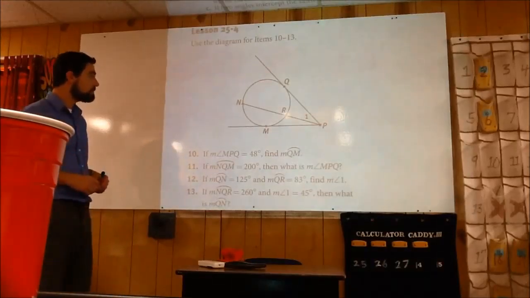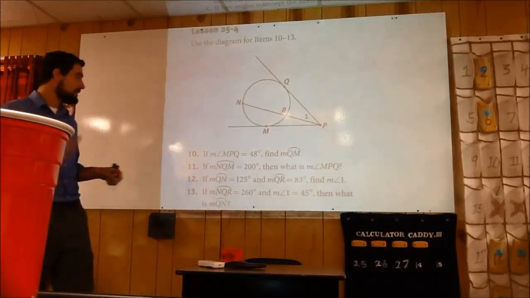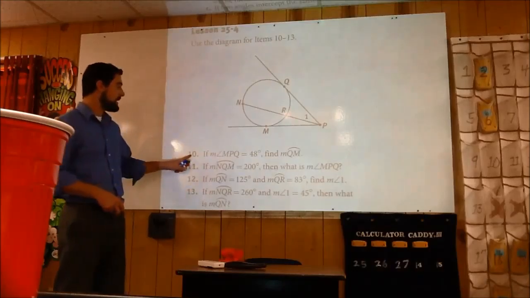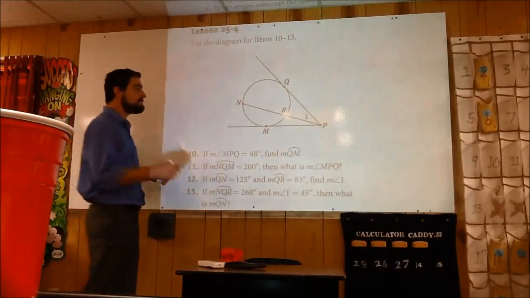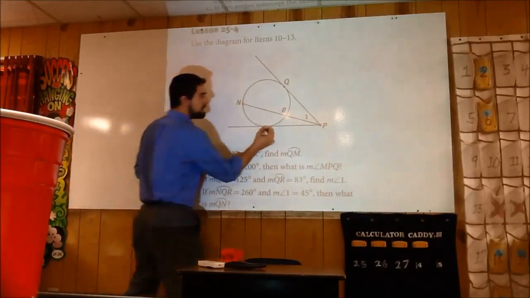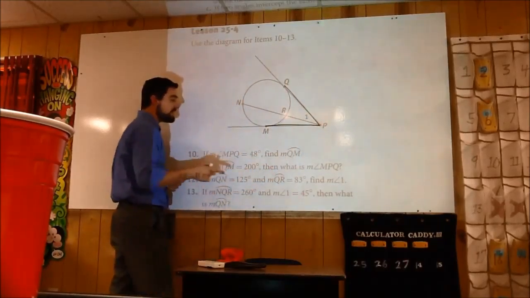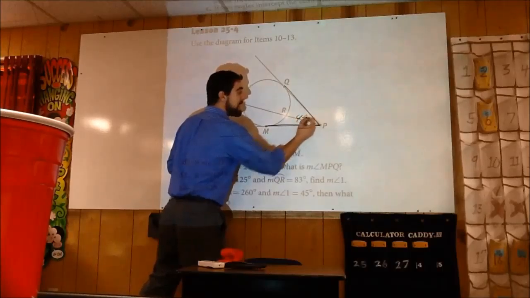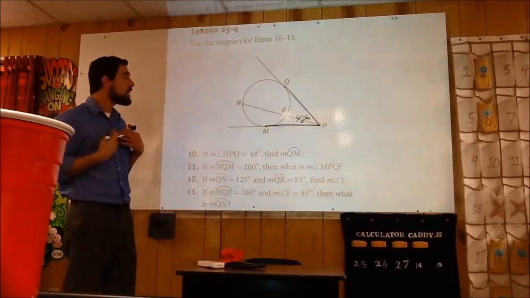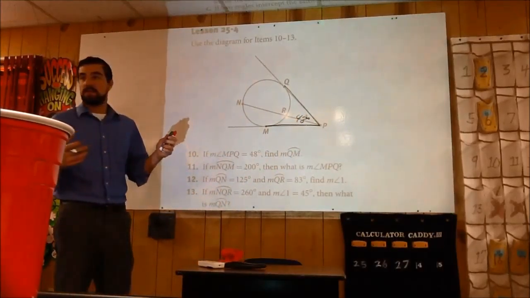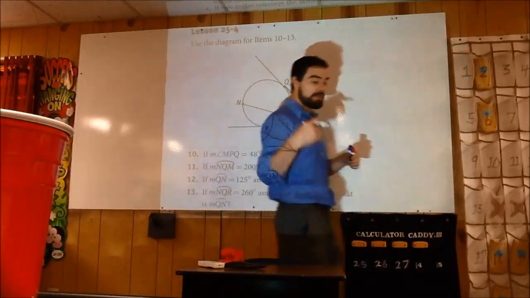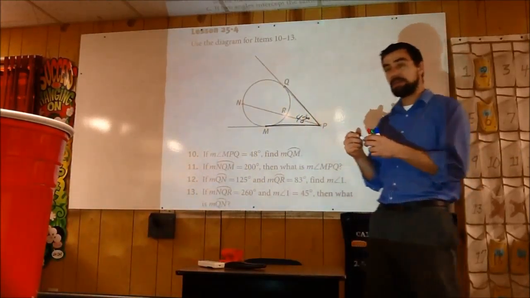Okay, here we go. This is on Springboard page 370, number 10. What we're given is the measure of angle MPQ, which is this guy. The vertex is outside of the circle, so we can write an equation using that theorem, how the angle measurement is related to the two intercepted arcs.